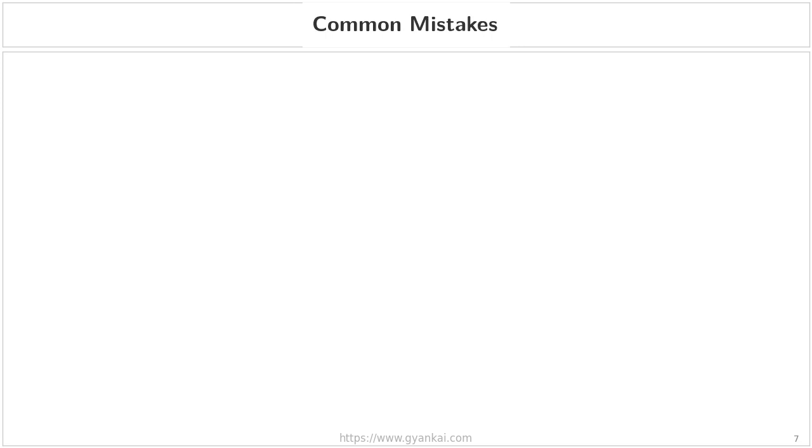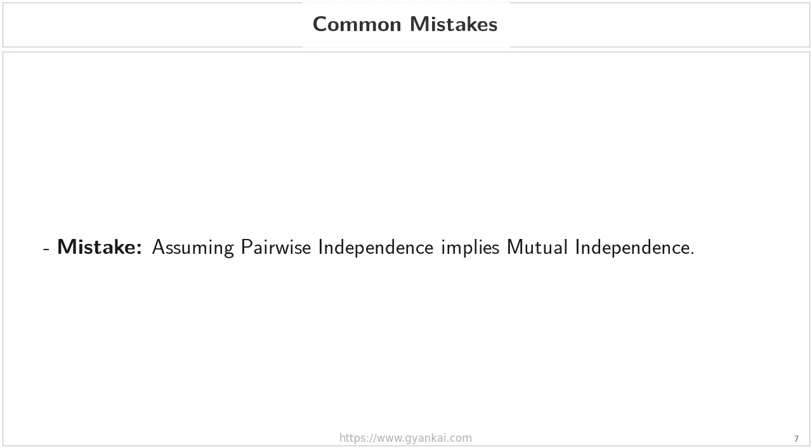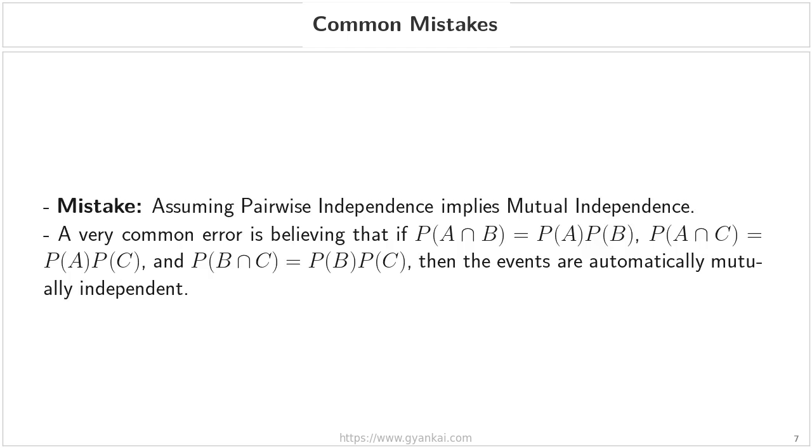Common mistakes. The most frequent mistake is assuming that pairwise independence automatically implies mutual independence. You might be tempted to look at a problem and think, well, I've already checked the three pairs, so I'm done. Specifically, you might see that the probability of A intersection B equals the probability of A times the probability of B, and the same holds true for the pairs A and C, and B and C, and conclude that the events are automatically mutually independent.